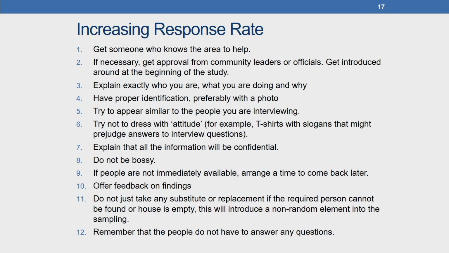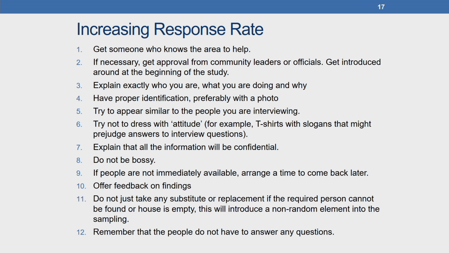So, these benchmarks are to be borne in mind with respect to the context of the research question that we have chosen. Okay. So, these are some of the tips to increase response rate. You get someone who knows the area to help you. If necessary, get approval from community leaders or officials, and get introduced around at the beginning of the study.